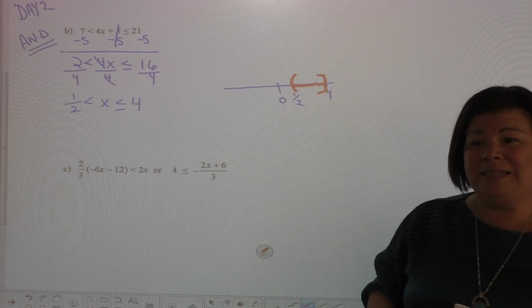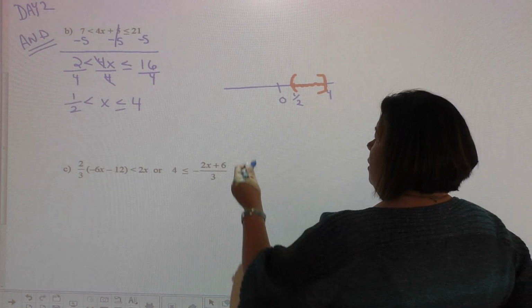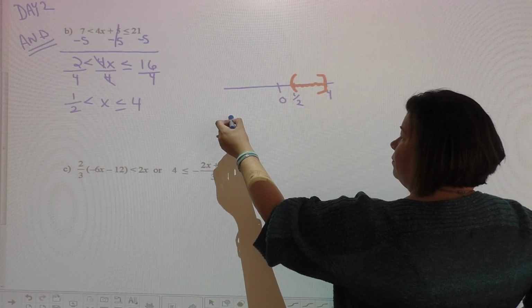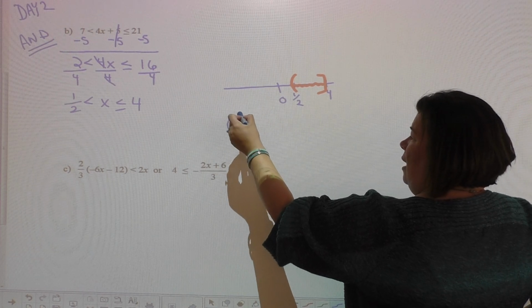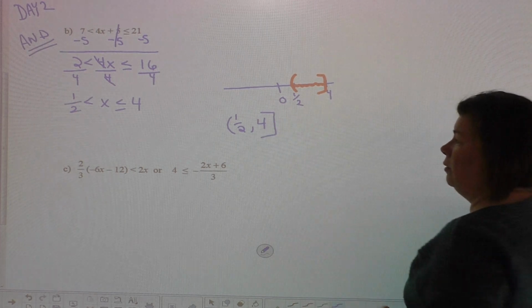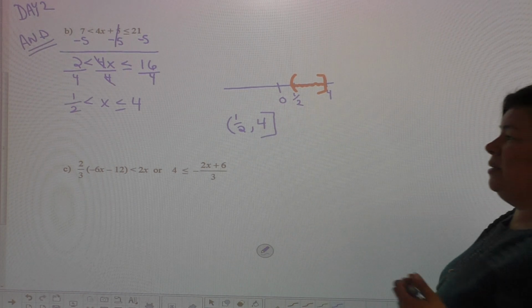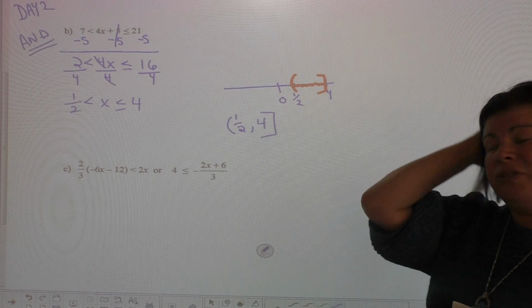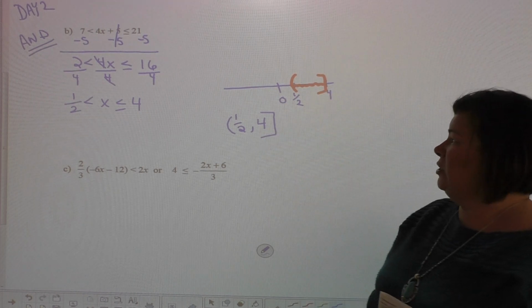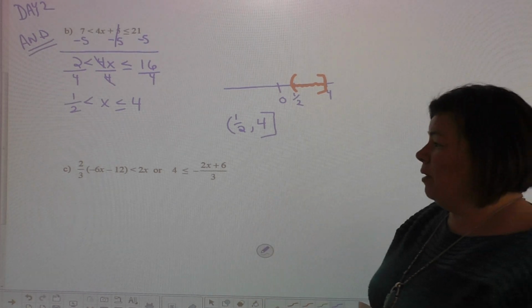So if I had to write this in interval notation, that would be 1/2 all the way up to and including 4. And there you go. So I know it hasn't been practiced in a while, so that would be interval notation, all right? So moving on to problem C.